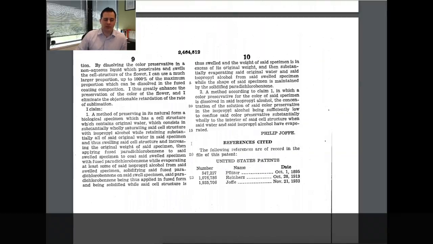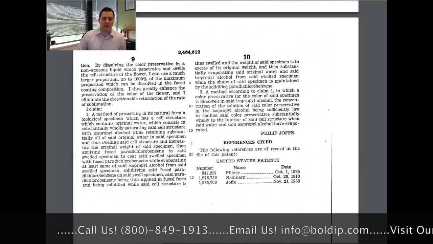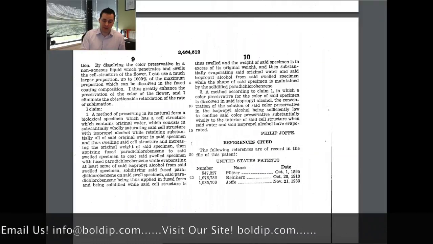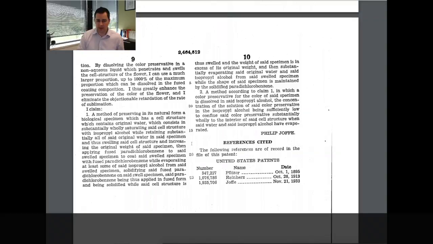solidifying said fused paradichlorobenzene on said swelled specimen, said paradichlorobenzene being thus applied in fused form and being solidified while cell structure is thus swelled and the weight of said specimen is in excess of its original weight, and then substantially evaporating said original water and said isopropyl alcohol from the said swelled specimen, while the shape of said specimen is maintained by the solidified paradichlorobenzene.